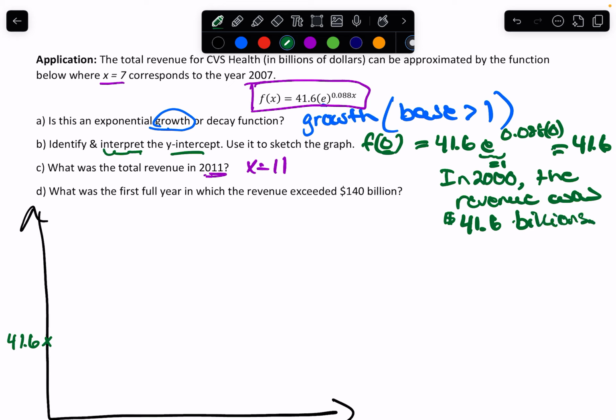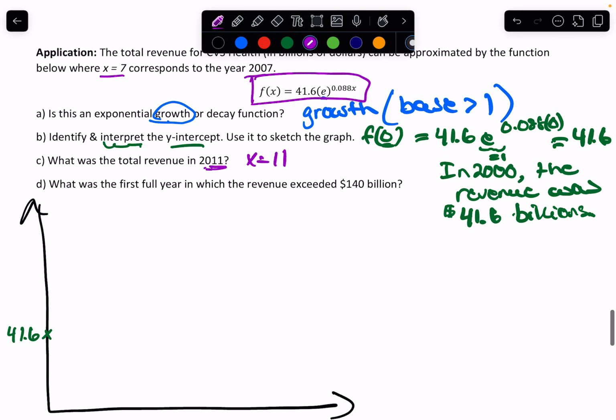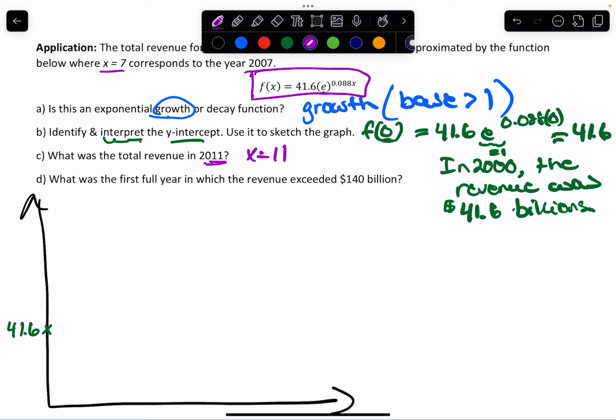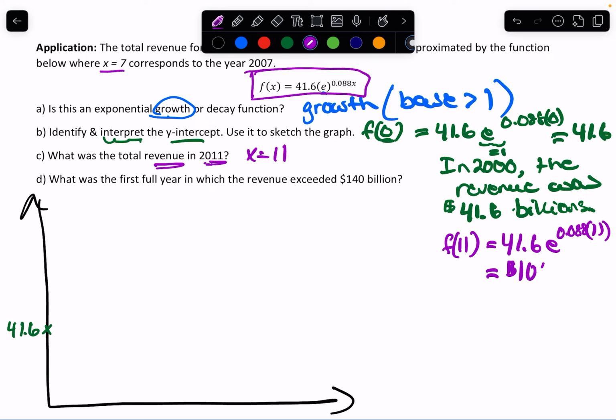Okay, now let's go back to C. So x equals 11. So what we're going to do is, what was the total revenue? So we're going to plug it in to that. F of 11 equals 41.6 e to the power of 0.088 times 11. Put it in the calculator and we get $109.5 billion.